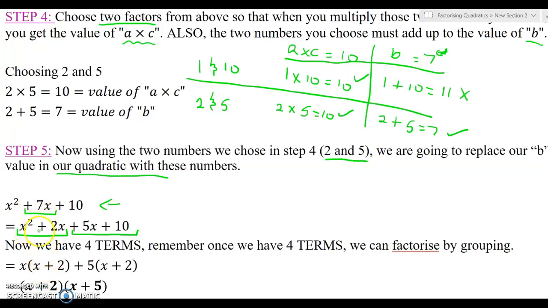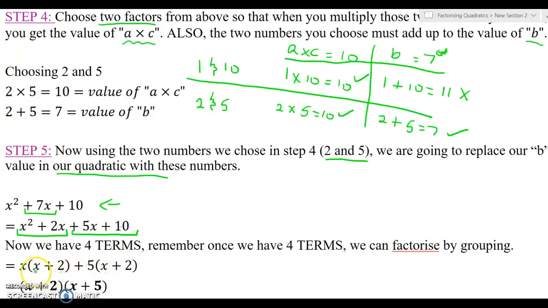So the first pair, we have x squared plus 2x. Pull out, right, the common term, which is x, right? So x by x will give me back the x squared, x by 2 will give me back 2x. Cool, you know how to do this. And then we have 5x plus 10. So between 5 and 10, you pull out 5, right? 5 by x will give me back the 5x, and then 5 by 2 will give me back the 10.